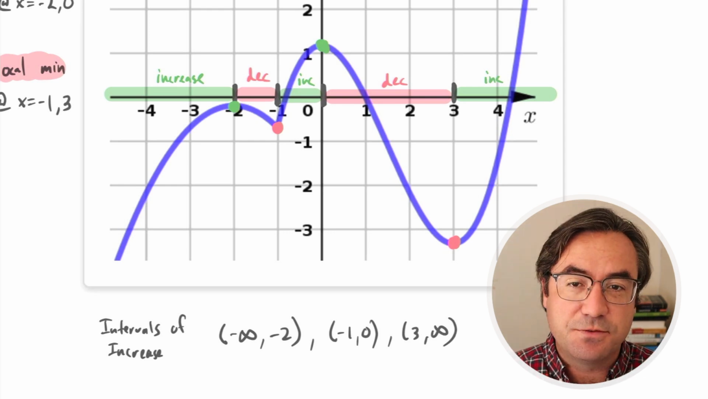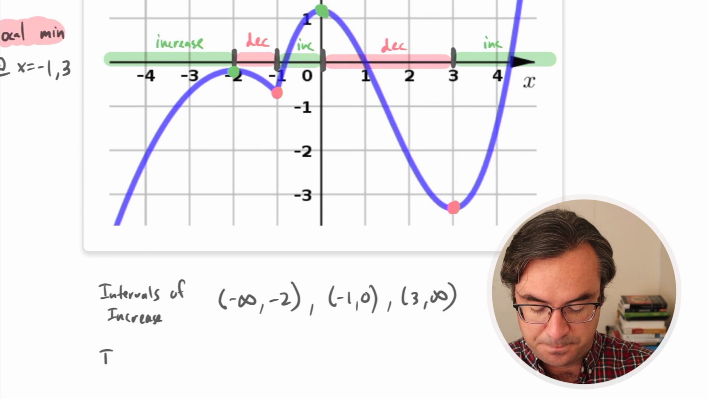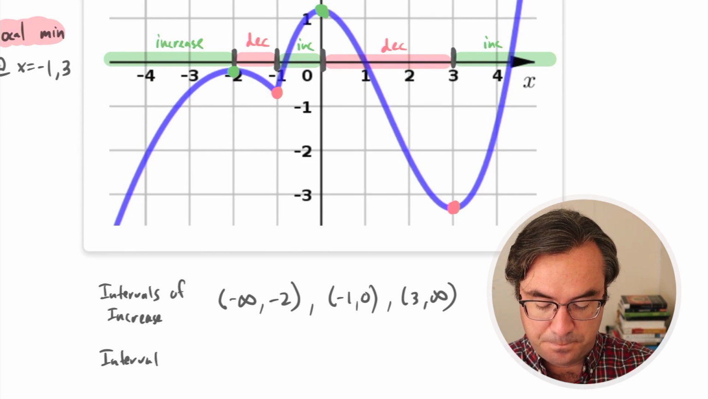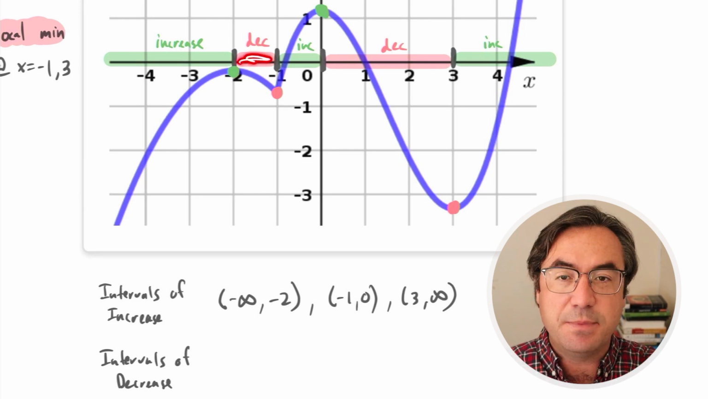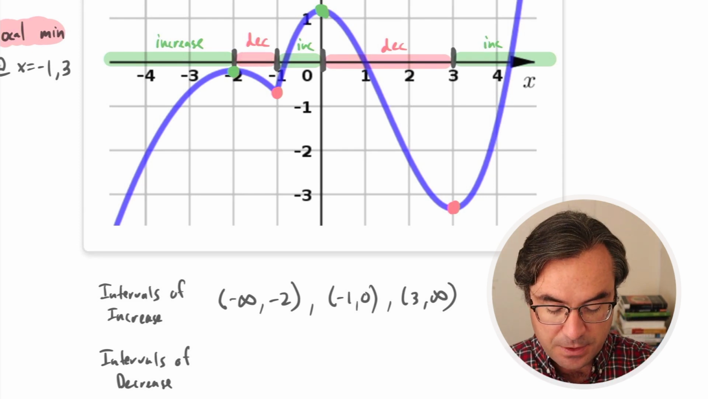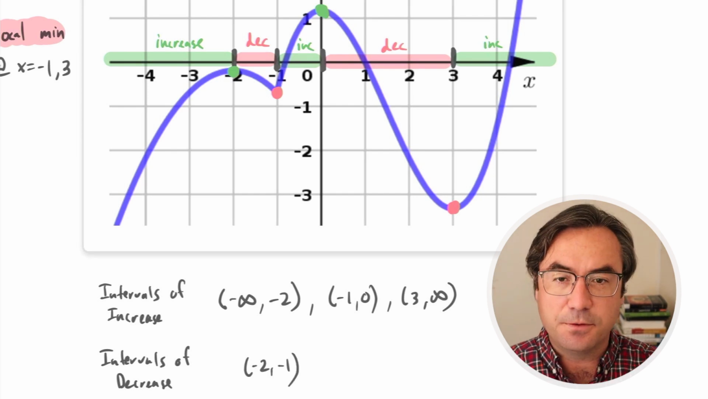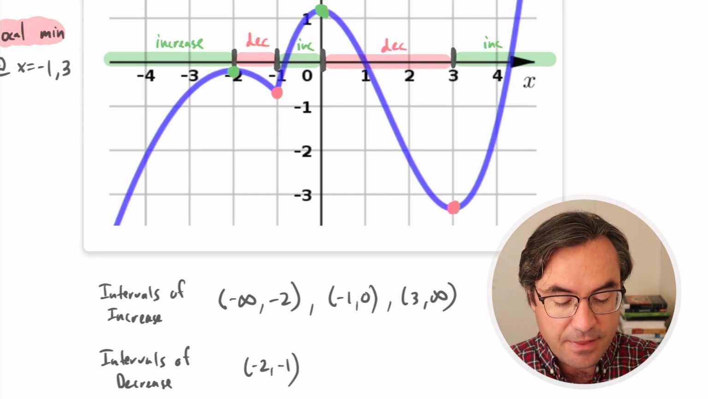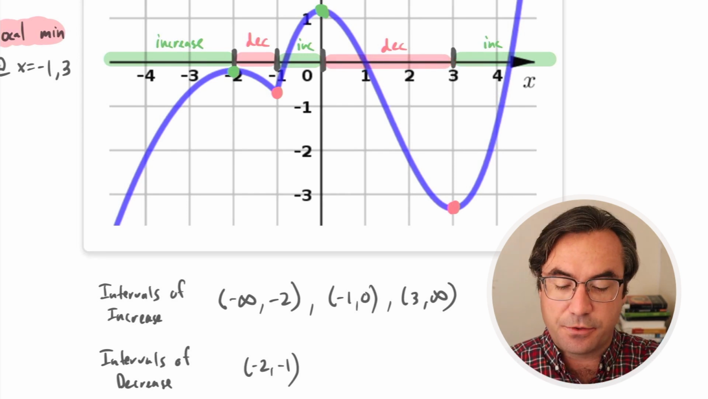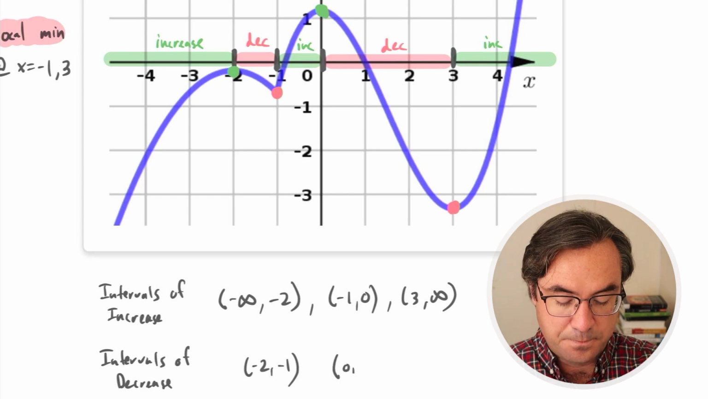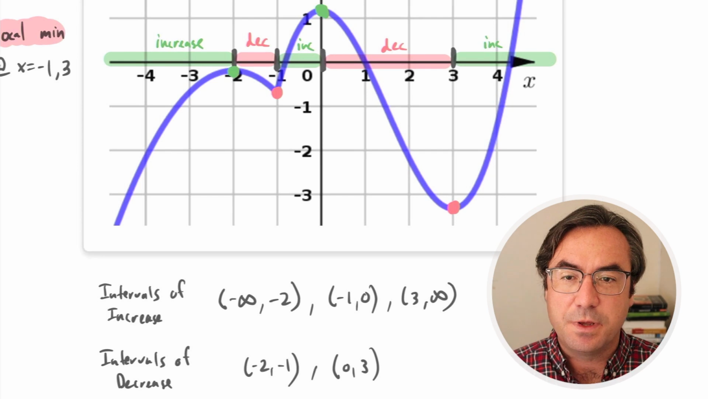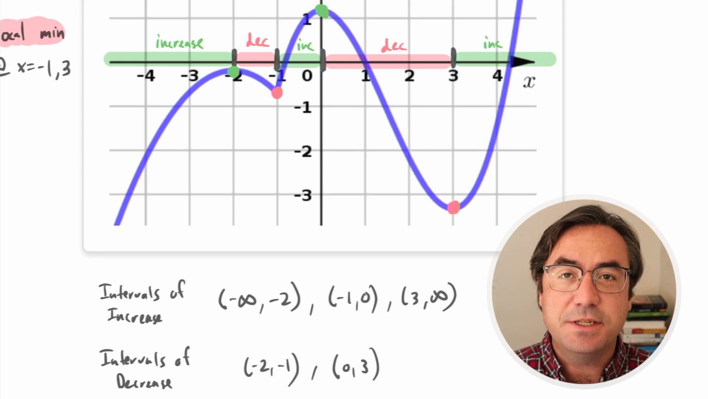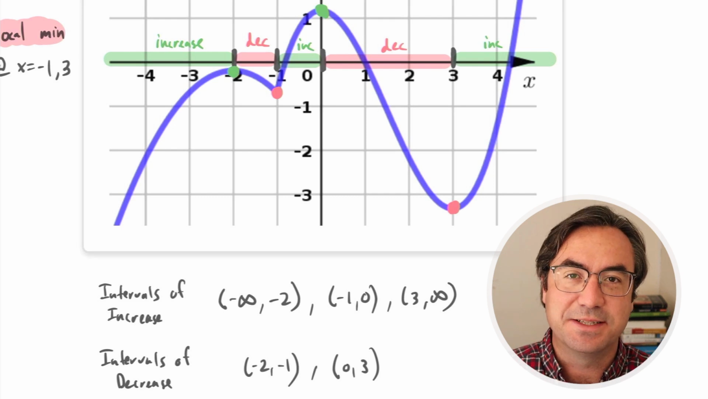Now, what about the intervals of decrease? Well, we found 2 of them. So everything in between -2 and -1. We'll write that as an open interval, -2 to -1. And then we found right in here, 0 to 3. And there we go. We located the intervals of increase, decrease, and we found all the local maxes and mins.